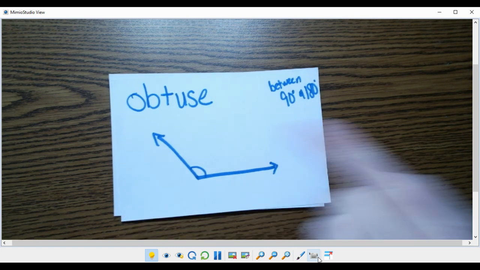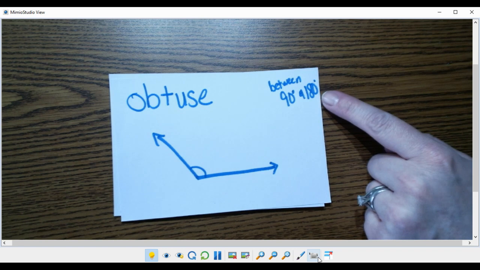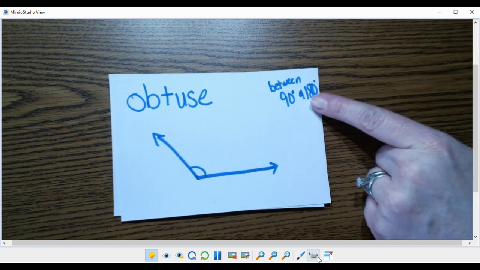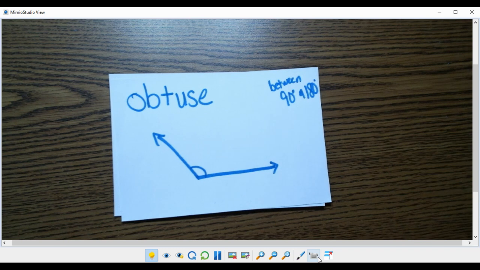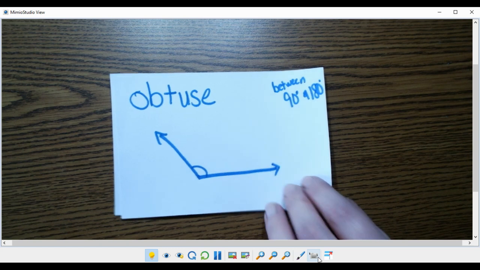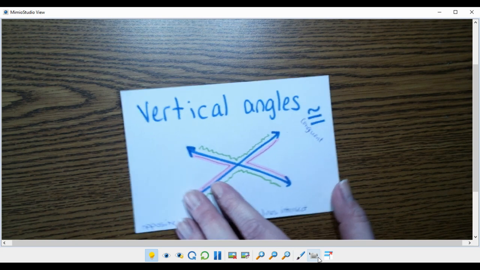There are angles that are greater than 180 degrees. We won't talk about them this year, but they are. So that's why we have to say it's between 90 and 180. That is obtuse. Now, we start putting angles together. There are relationships between angles.